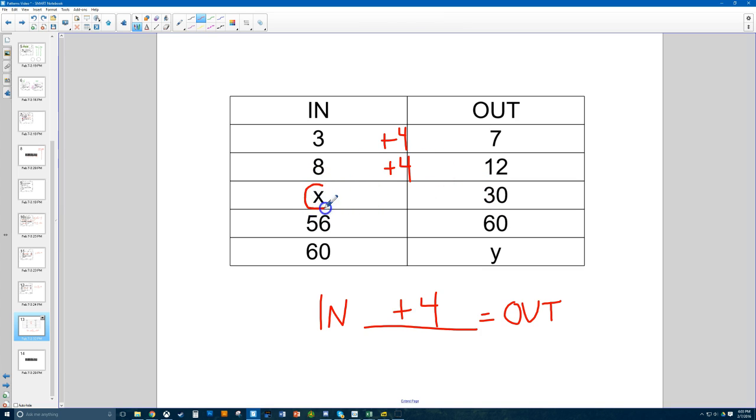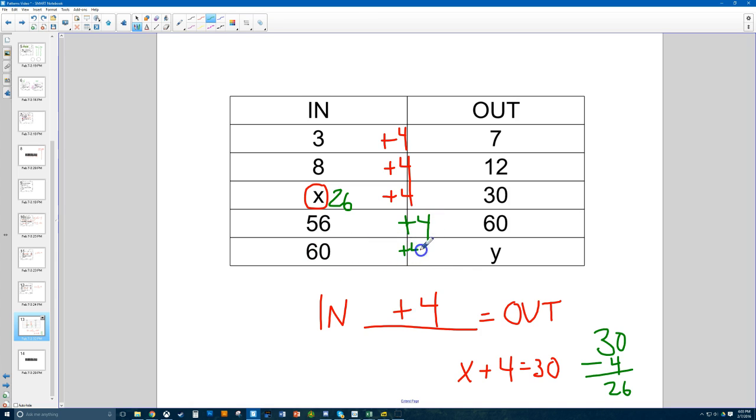But when you have something like x, and you know the rule, you know x plus 4 equals 30. Now, you're not going to do 30 plus 4 in order to figure out x, because remember, whatever you start with, you're adding 4 to that number to get 30. So in reality, what you're doing when you don't have the in, but you have the out, you're actually doing the inverse operation. So you'd be doing 30 minus 4 to get 26. And notice 26 plus 4 does give me 30. 56 plus 4 does give me 60.